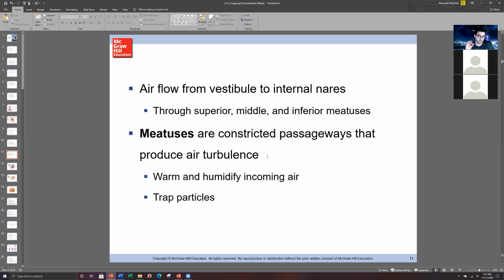But one of the main purposes of these meatuses, and what they're referred to in other animals that have really pronounced versions of this, are the nasal conchae. We have nasal conchae and they're at the forefront of our nose, but in us, the meatuses are the parts that end up serving to humidify and warm the air.